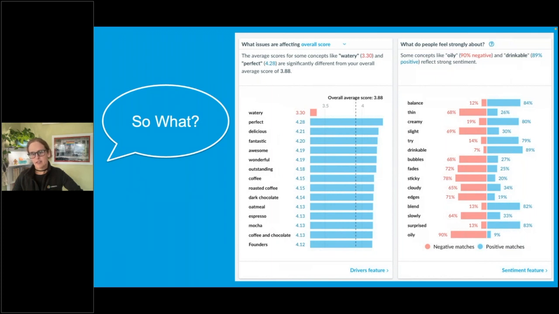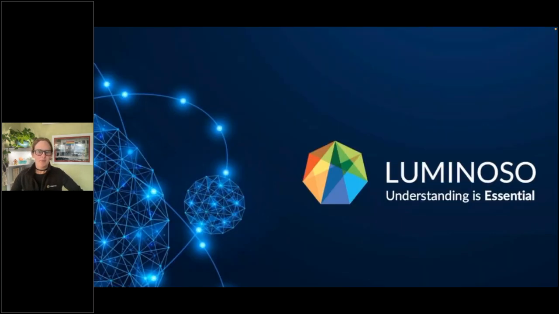Now you can take those concepts, those ideas, and flip them back into volume or galaxy to dig deeper. How often is perfect, a sentimental word, being used in different categories? Which beers are being described as oily, and what are their average scores? So much to explore in your stories and so much more to investigate. But that's all for now.